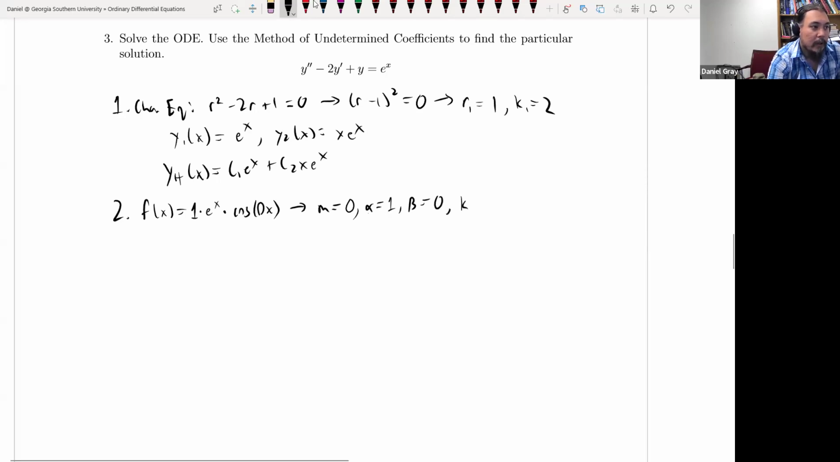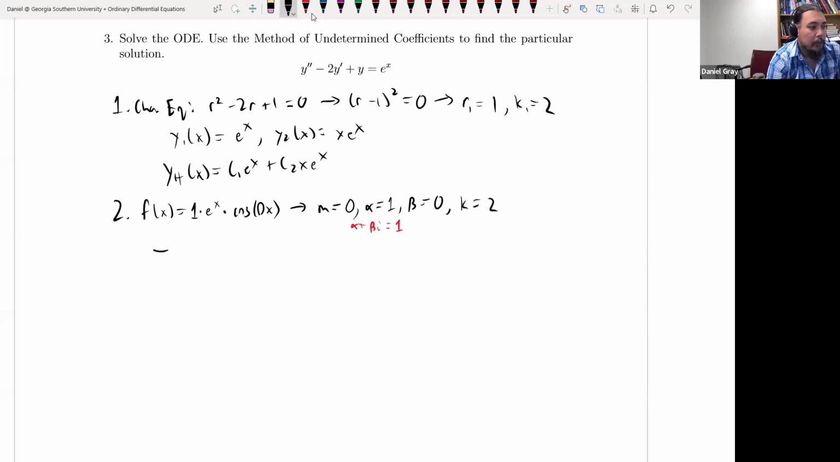And our k is the number of times that alpha plus beta i, in this case just 1 plus 0i, which is just 1, is a root of the characteristic equation. So we look at all of our roots here. We see 1 is a root, and it occurs twice. So our k is equal to 2.